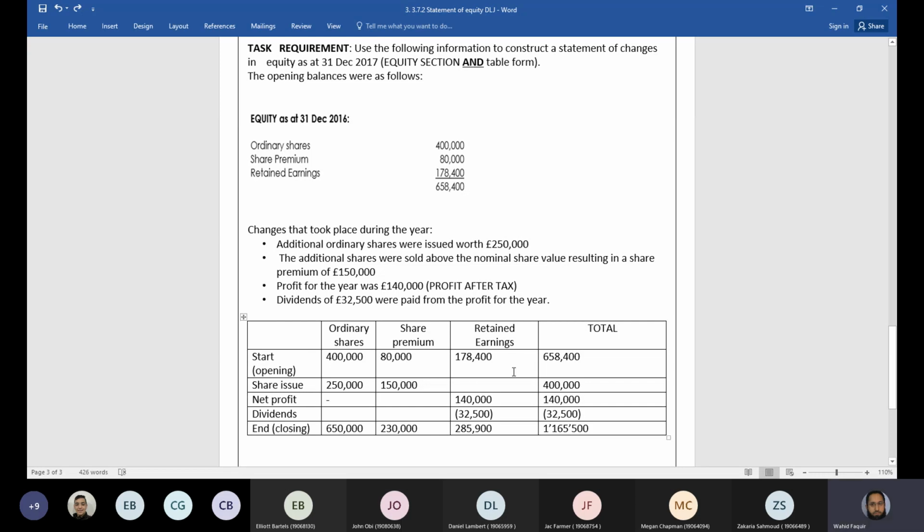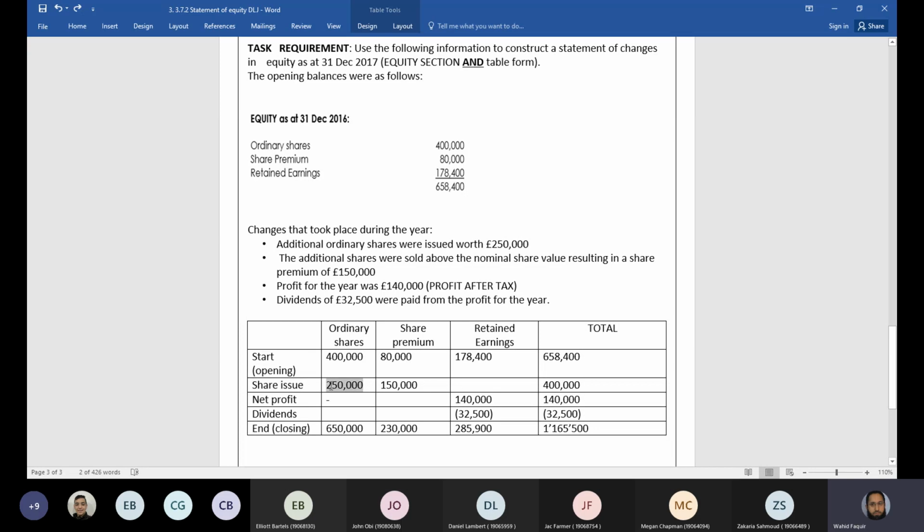Okay, let's just go through these figures then. Trace back the figures to the equity section there. No difficulty there. Tick off the additional information that's been given. Ordinary shares have gone up by 250, and you record this in a line called share issue. It could be called a rights issue or a bonus issue. In this case, it doesn't tell us whether it's a bonus or a rights issue, which we'll cover later. It just says share issue.